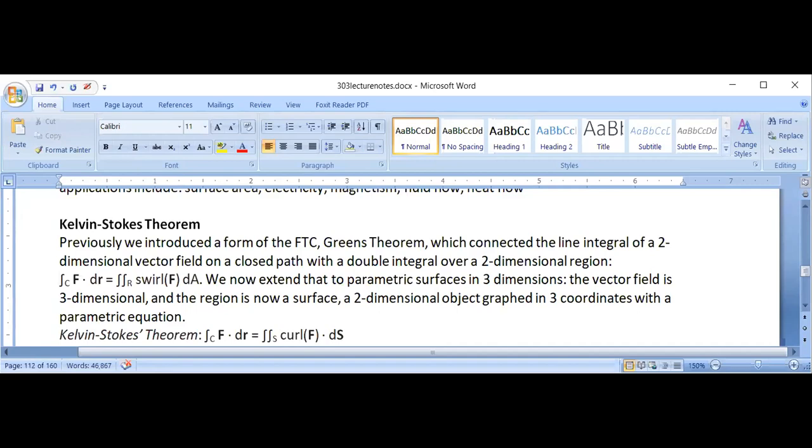So this brings us to the Kelvin-Stokes theorem, which is sort of the more general version of Green's theorem that we've seen before. So we get the integral over the curve of F dot dr equals, and now we are again doing a double integral over a 2-dimensional thing, but that 2-dimensional thing is now a 2-dimensional surface with a parametric equation. And once you're in 3 coordinates, we can only talk about the swirl for 2 variable vector fields. So that derivative operator, that vector field operator, is now curl, and dA becomes dS.